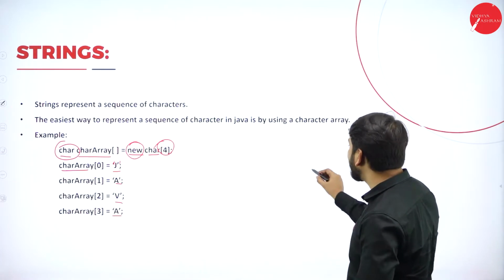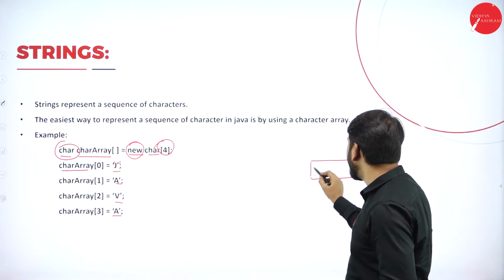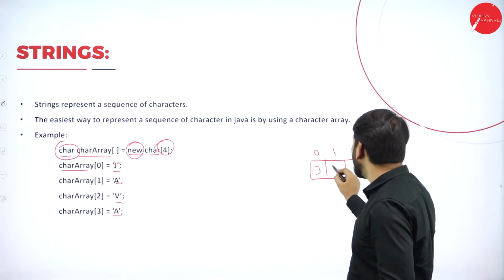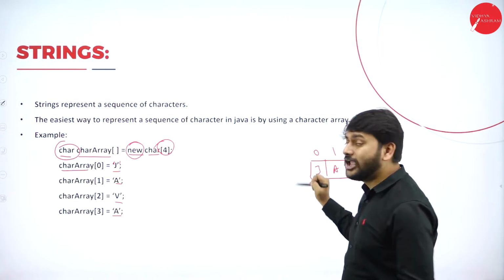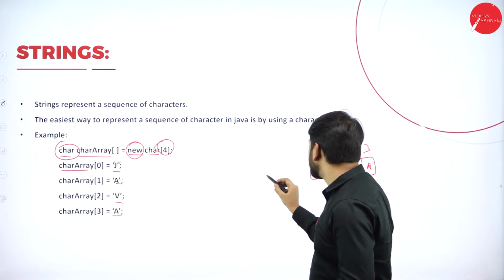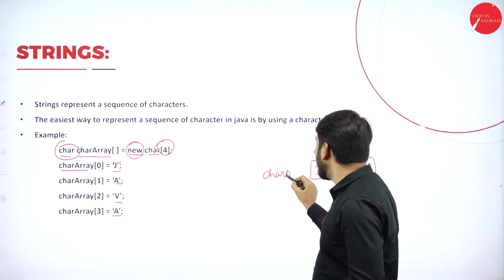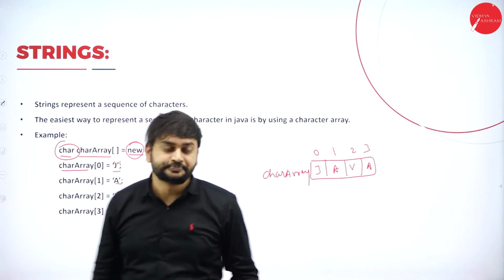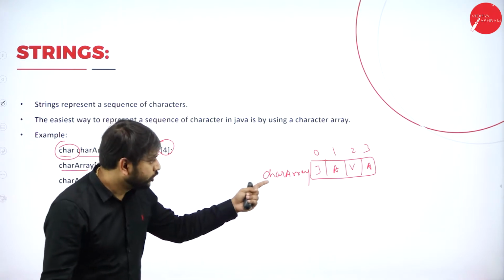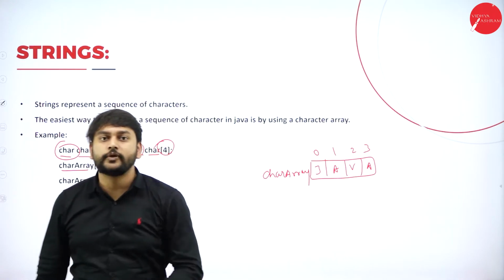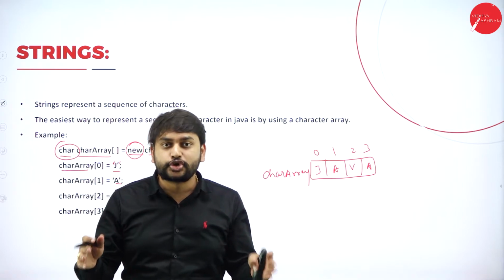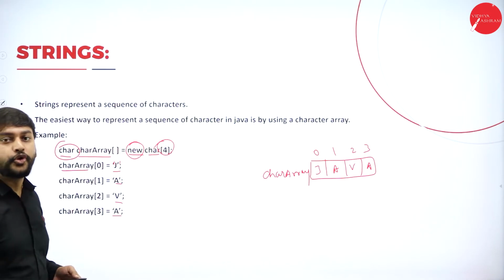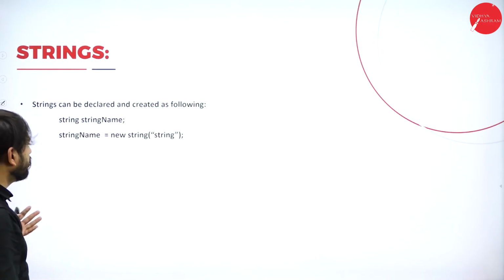So how exactly will it look? It will look like this. Please observe 0, 1, 2, 3. JAVA, and the name of this array will be CHARARRAY. So this is what I will call a character array. The group of characters is what I will call a string. That's what you need to understand. This is the basics of string that you need to observe. So you all know about it.